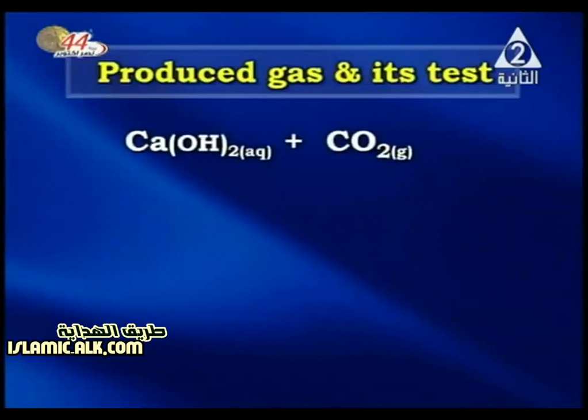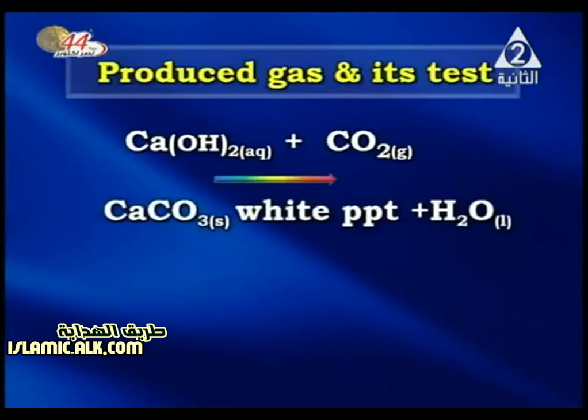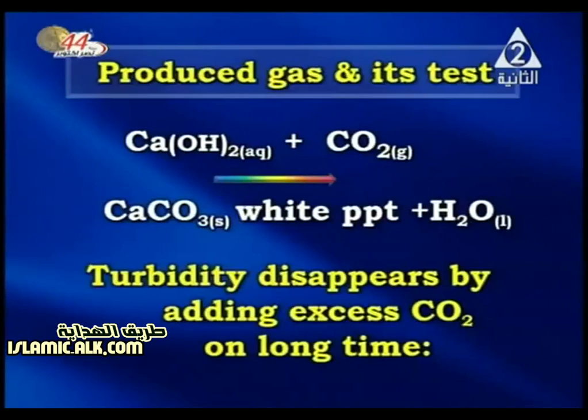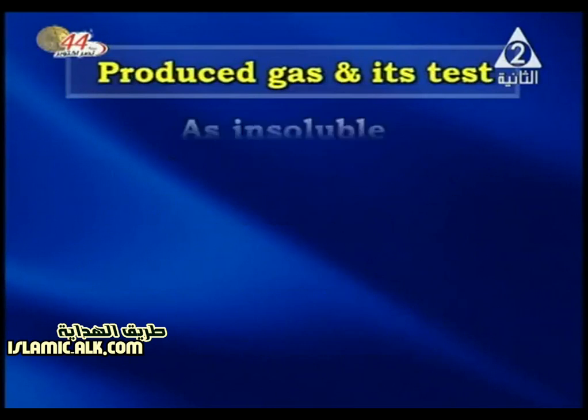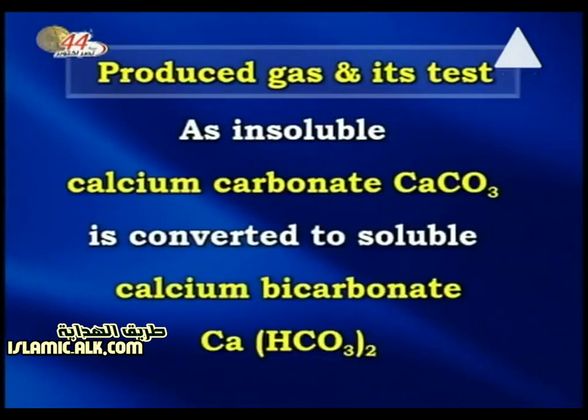So, my dear student, as I told you, carbon dioxide turbid lime water. Here, carbon dioxide reacts with lime water, which is calcium hydroxide, forming calcium carbonate, which is white precipitate, that causes turbidity of lime water. That turbidity disappears by adding excess carbon dioxide gas for a long time, as the insoluble calcium carbonate is converted to soluble calcium bicarbonate, which is Ca(HCO3)2.